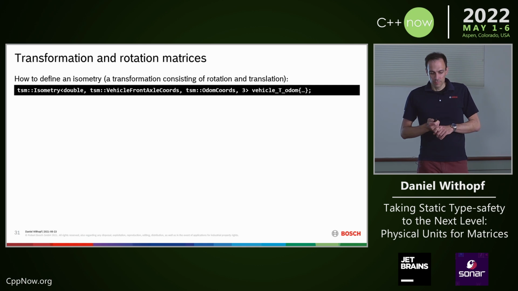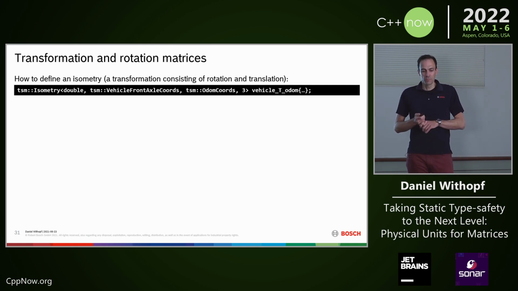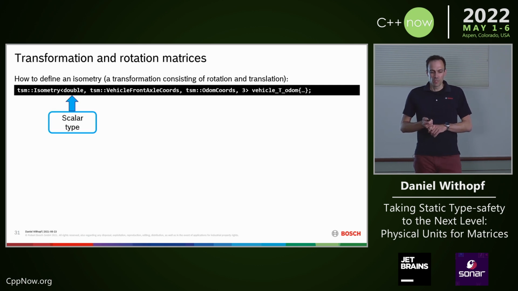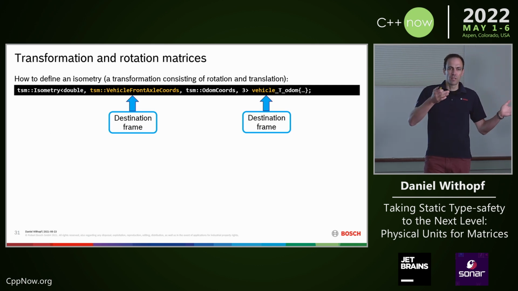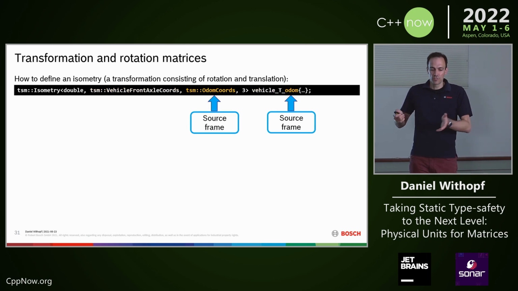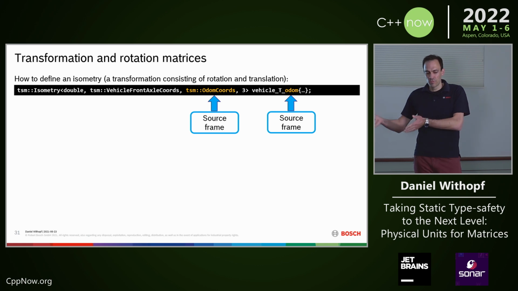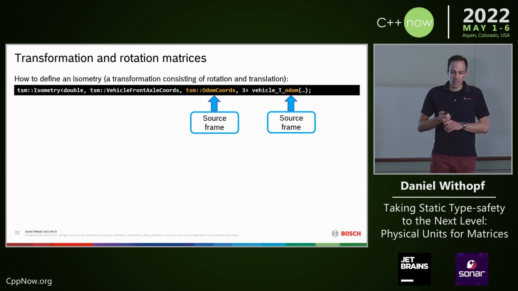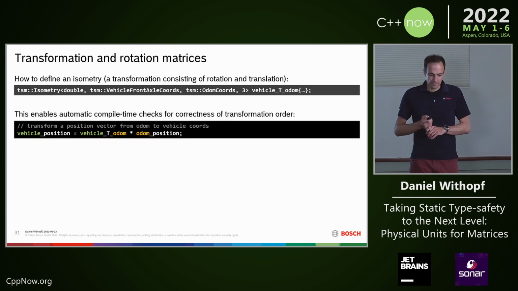Good. Now we can also represent transformation and rotation matrices in the library. This is an example of an isometry with 4 different template arguments. First one is the scalar type. This is the destination frame, so to which frame the isometry transforms. Source frame, from which frame we are transforming to the other frame. And last but not least, the dimension.